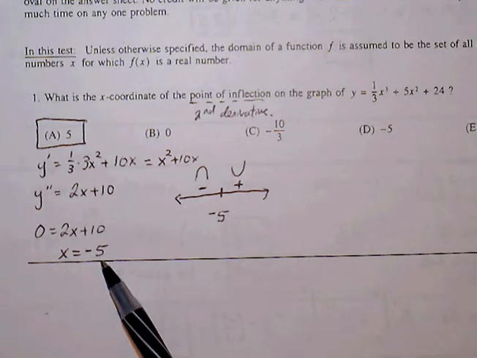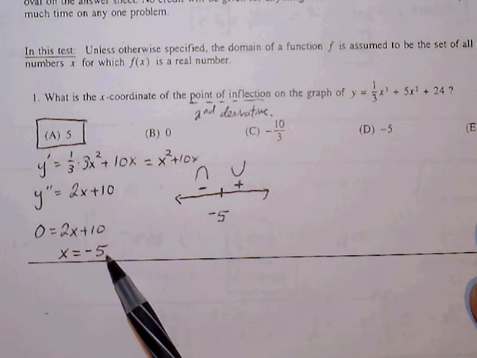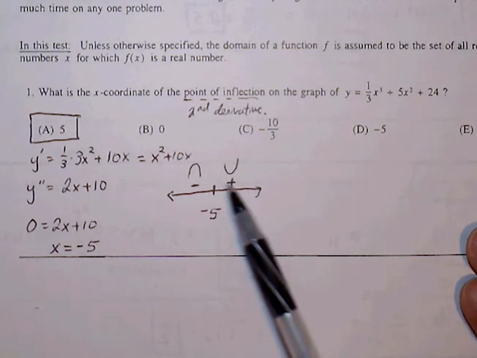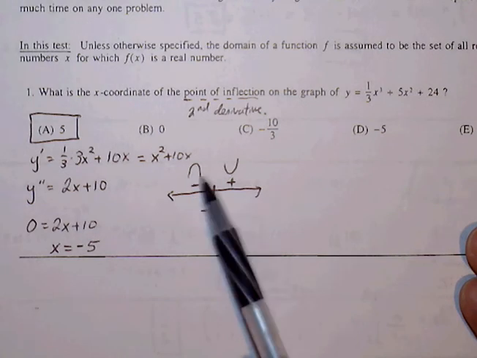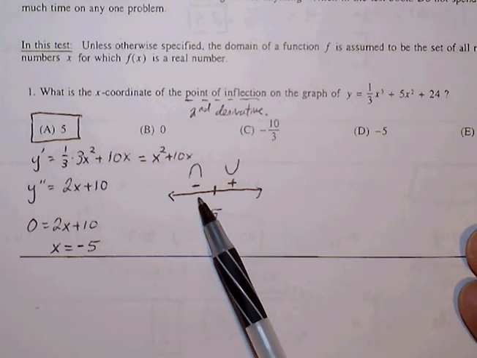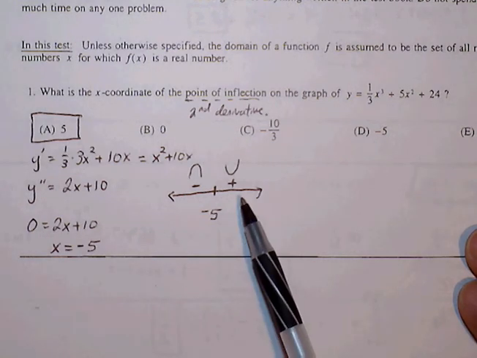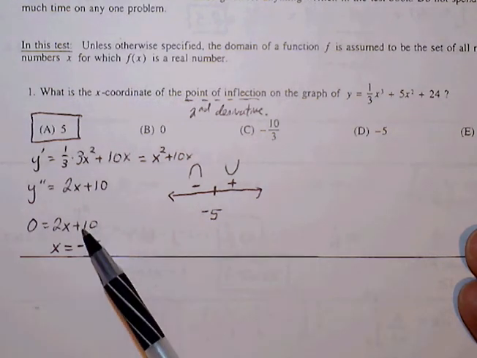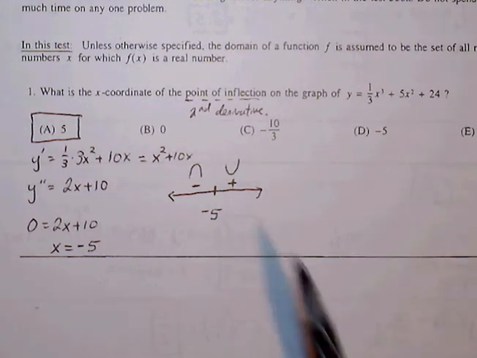Just because we found a critical point doesn't necessarily mean that this is a point of inflection. So we still have to test our points to the left and to the right. There must be a change in sign in order for this critical point to become a point of inflection. So I can plug -6 into the second derivative. That'll give me a negative value. And if I plug in a 0 or 2 or any number greater than -5, I'll get a positive number. And so concave down followed by concave up, there's a change in sign, so -5 is our solution.